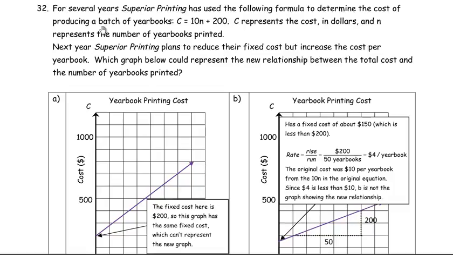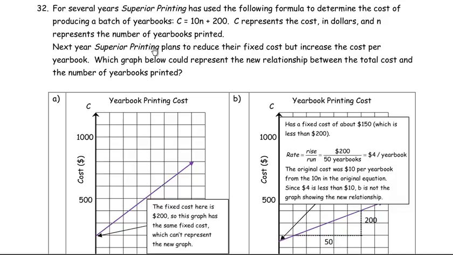Question 32 for Linear Relations EQAO Practice Questions for Grade 9 Applied. In question 32, it says, for several years, Superior Printing has used the following formula to determine the cost of producing a batch of yearbooks. C equals 10N plus 200. C represents the cost in dollars, and N represents the number of yearbooks printed.